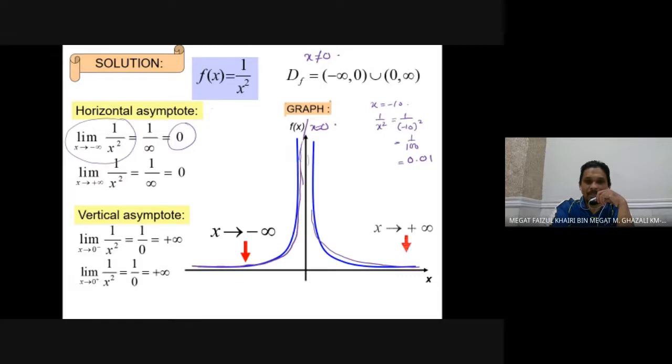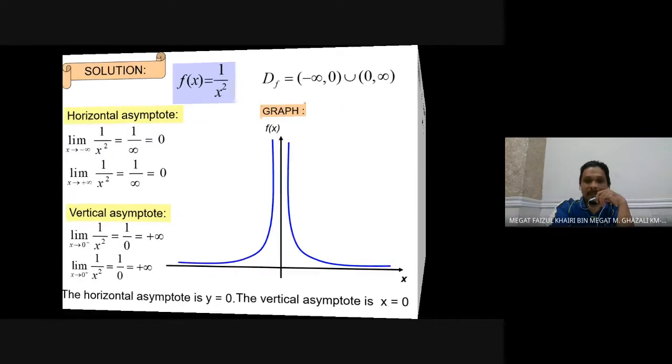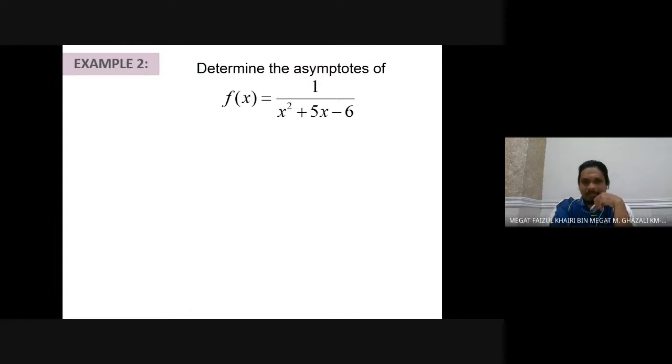Okay, there you go. So this is the graph of 1 over x squared. Okay, so then determine the asymptote of 1 over x squared plus 5x minus 6. So class, can we factorize this? So x squared plus 5x minus 6, we can factorize this, now becomes x plus, no, sorry.